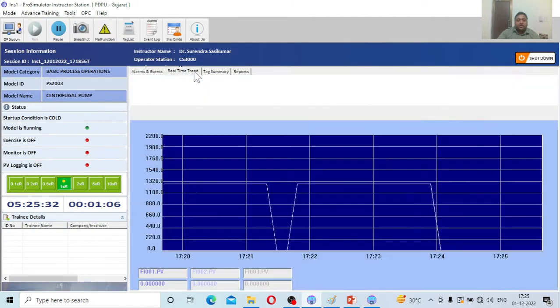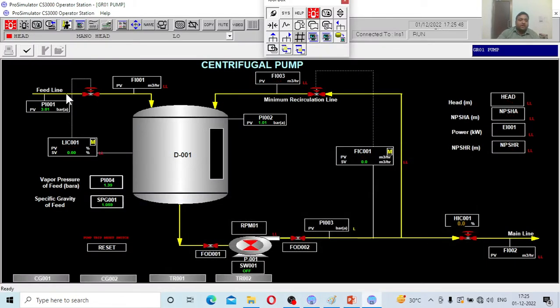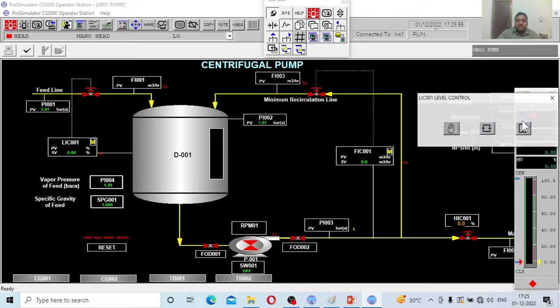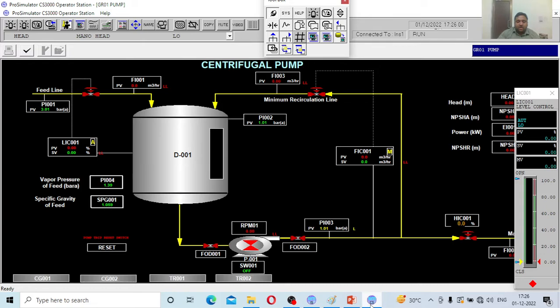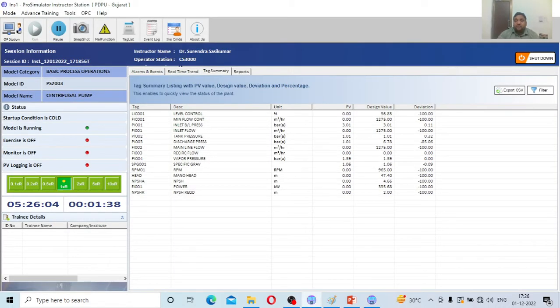If you go to the tank summary, these are the design values. You can see the present process values. Let us go close to the design values. First of all, I have to increase the tank level to 36.83%. Right now this controller is in manual mode. Let us make it auto mode first. Now what is the set value? I need to set it to around 36.83 level.